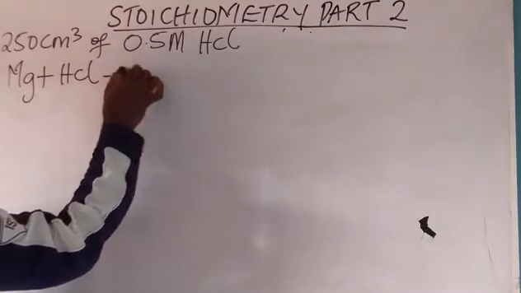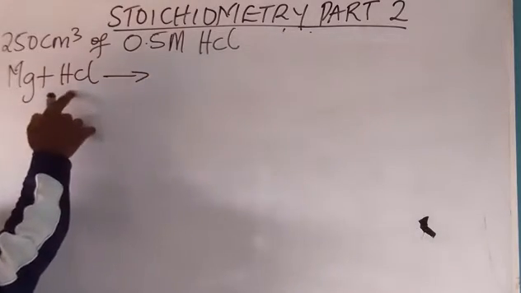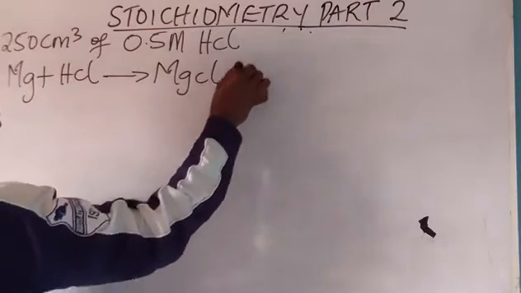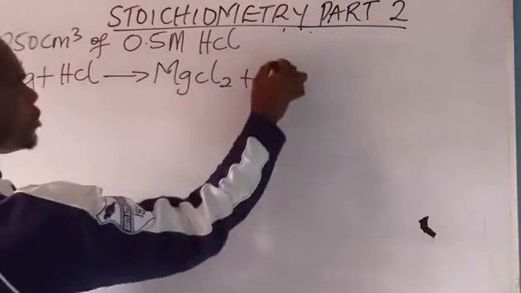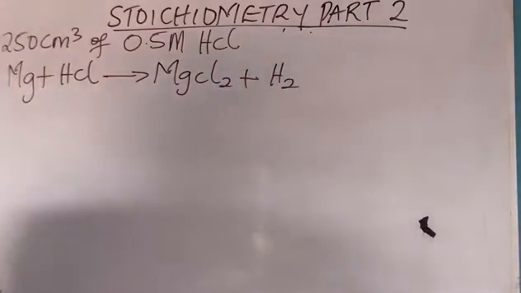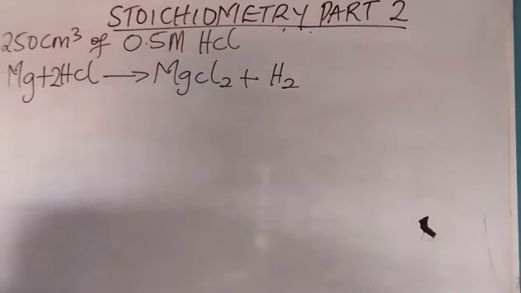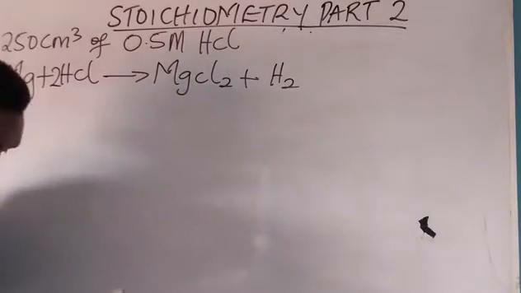When magnesium is reacted with HCl, we have magnesium chloride plus hydrogen gas. So what do we have there? I think I'll put 2 at the back of this place. Then what is the next one? I think it is balanced now. Okay, good.